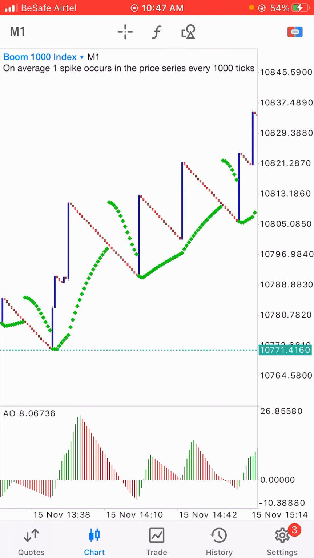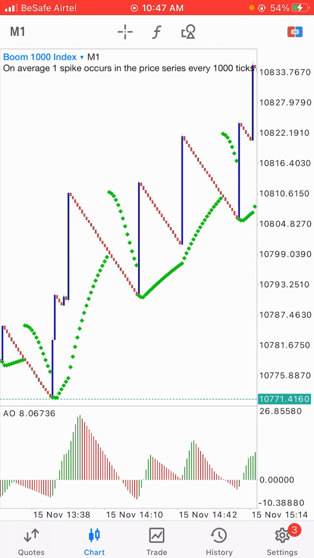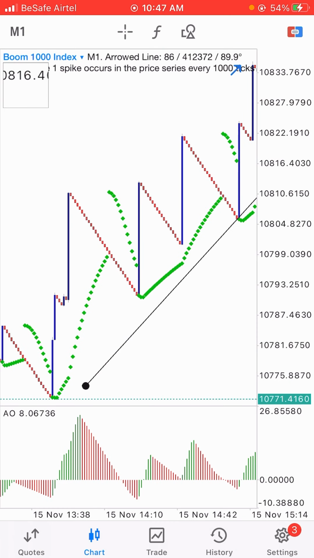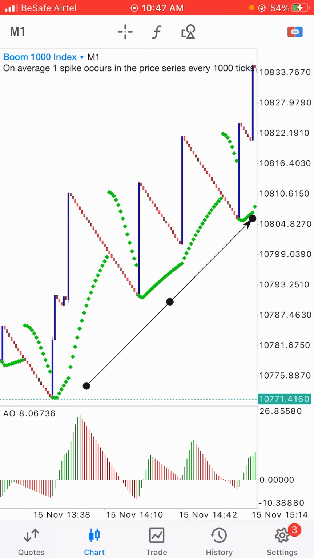Let me show you more examples of uptrend. You can see this is a very good uptrend. This is to the upside, you can see it. Let me show you the direction. You can see this is a powerful uptrend. What can you see right here? You can see the parabolic SAR. After this spike, the parabolic SAR was facing to the upside.